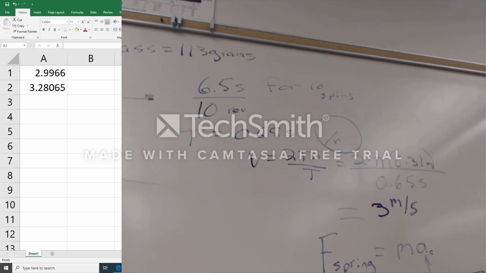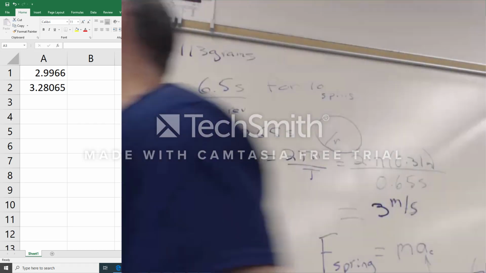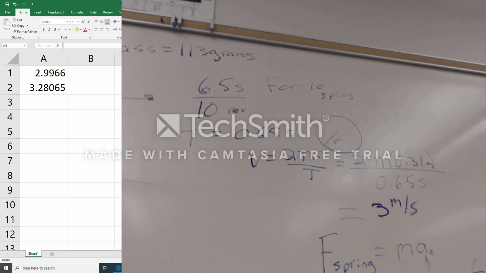So I take 3 squared divided by my radius of 0.31 meters, multiply this times the mass. So if I take mv squared over r, multiply this times 0.118 kilograms, which is 118 grams, what does that give me? Well, I just did it in Excel, and I have 3.28 newtons.